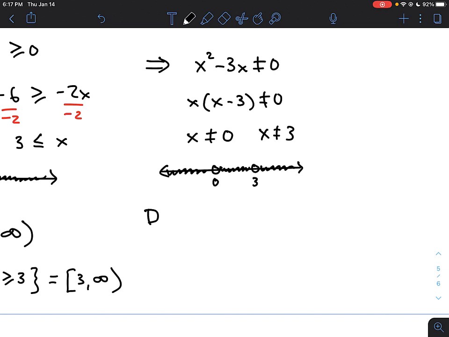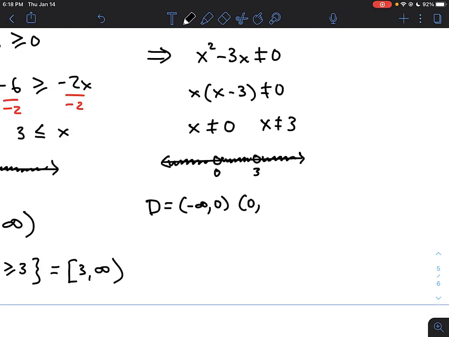So when you do the domain, I'm just going to put D for domain, and I'm going to use interval notation here. We have 3 different separate pieces that are shaded. We need an interval for each piece. So it would go from negative infinity up to 0. The 0 gets a parenthesis because 0 is not included. So we have another piece that's 0 to 3, and we have a third piece from 3 to infinity.